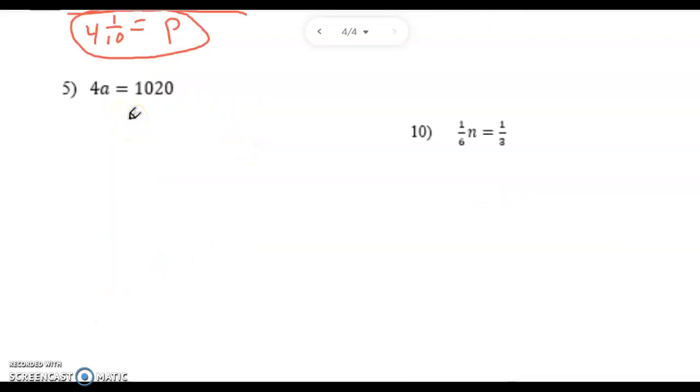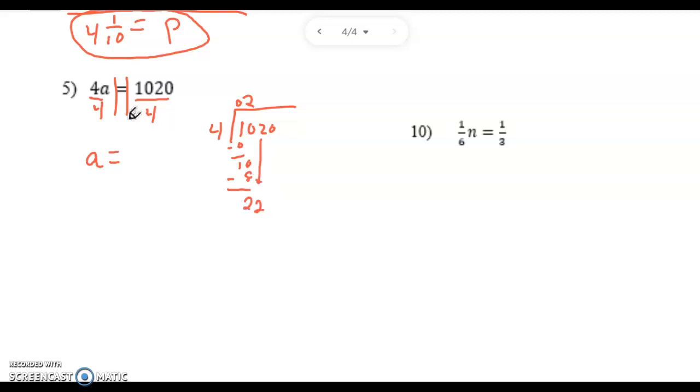Number 5, 4A equals 1020. Draw my wall. A wants to get rid of the 4. The opposite of multiplying by 4 is to divide by 4. Divide by 4. 4 divided by 4 is 1, so I'm left with 1A equals, all right, 1020 divided by 4. 4 goes into 10 0 times, or 1 0 times. 4 goes into 10 2 times, which is 8. I have 2 left over.